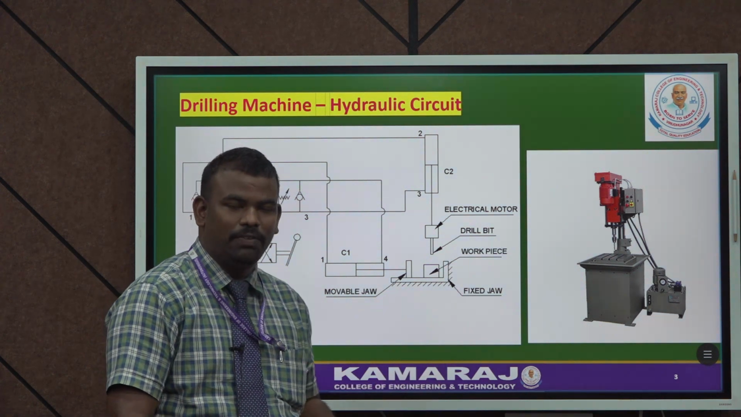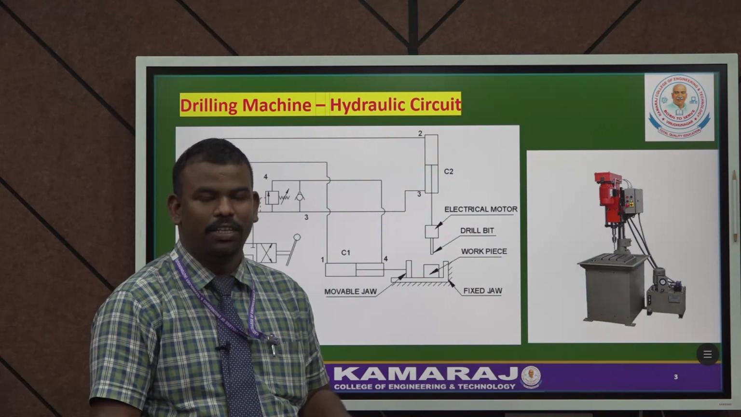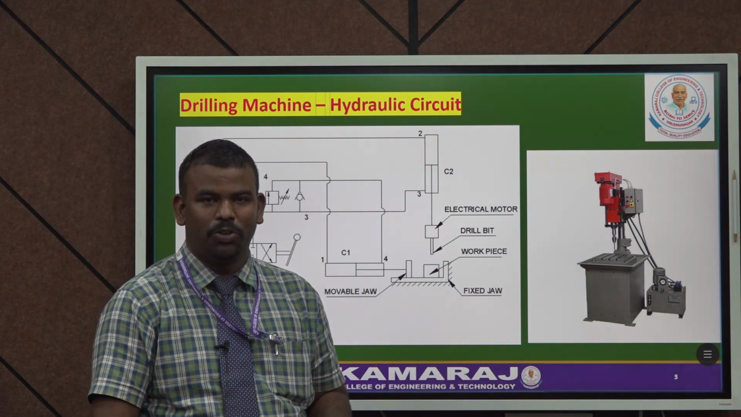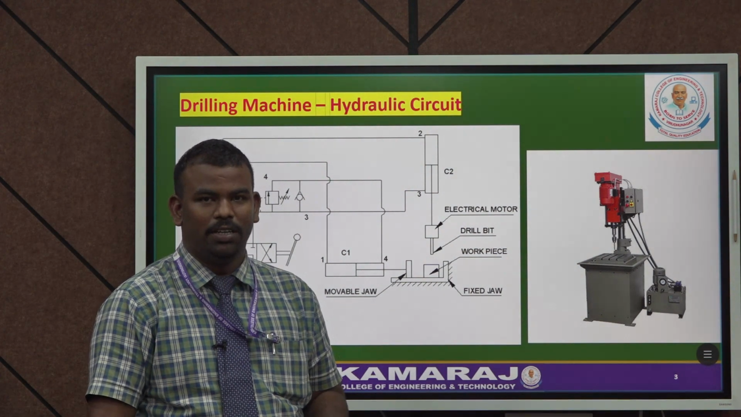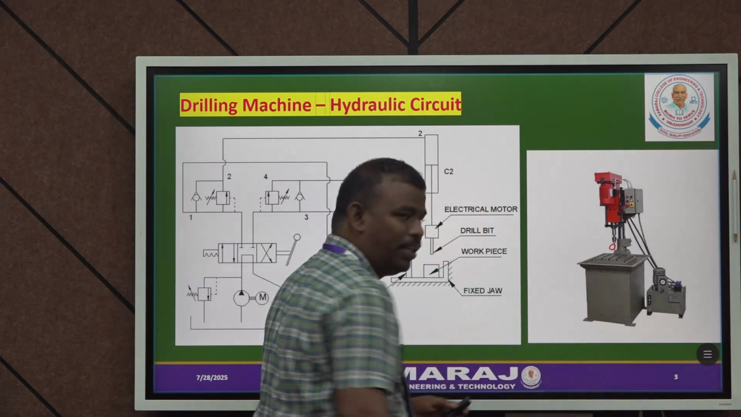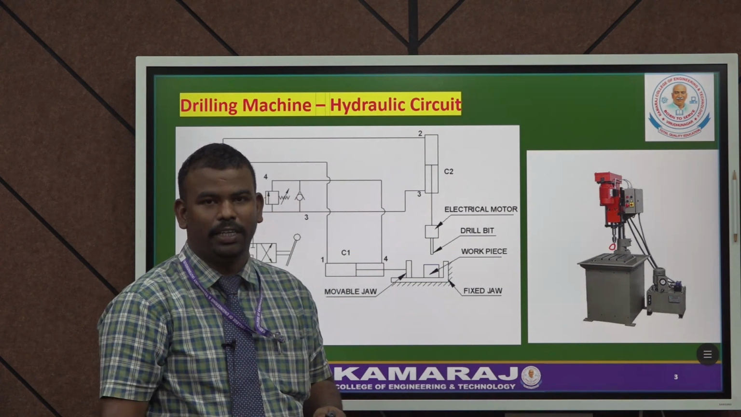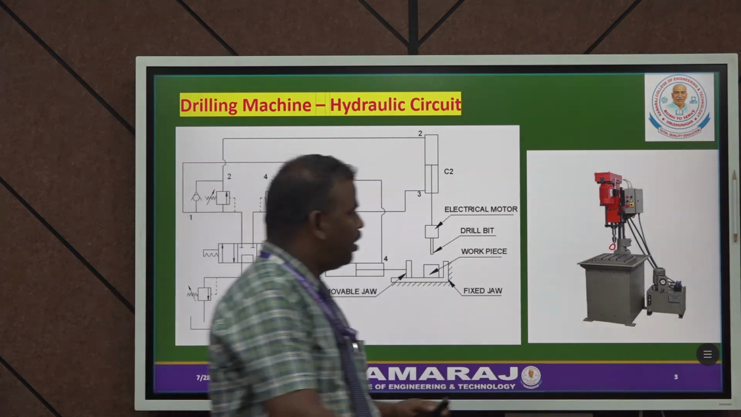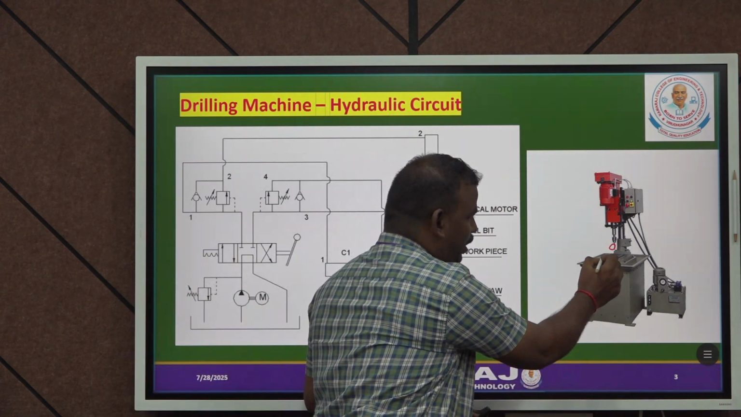Before going to the topic, first of all we should know about drilling machines. Drilling is the process of producing a circular hole in the given workpiece by using the drill bit. The drill bit is rotated by using the electrical motor drive, and the workpiece is fixed on the machine table.